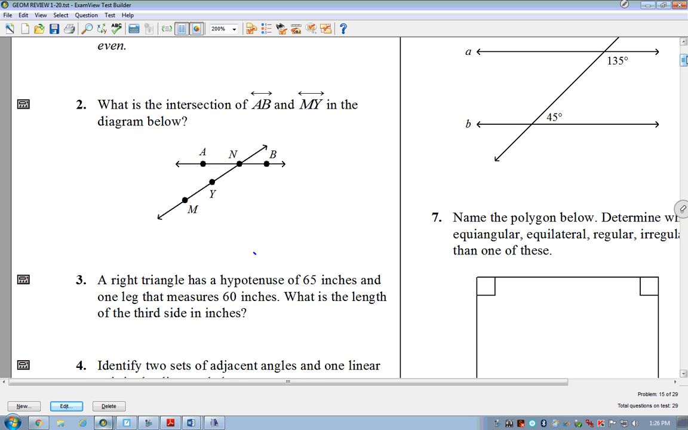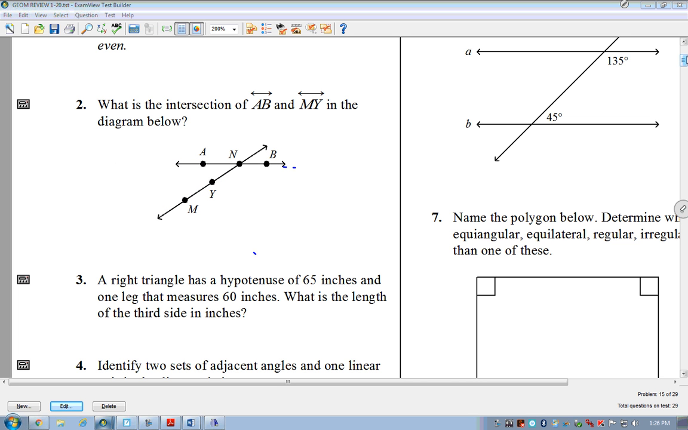Okay, 2. What is the intersection of AB and MY? Just because you're looking and you see MY doesn't mean that the line doesn't continue. Okay? And AB, of course, cuts across. So the intersection of two lines is a point in this case. Okay, so point. All right, that's what we want there.